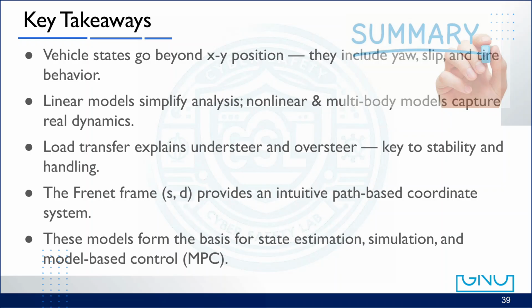Third, load transfer explains understeer and oversteer. It's the key concept that determines how stable and balanced a vehicle feels while cornering. Next, the Frenet frame, represented by S and D, provides an intuitive way to describe vehicle motion along a path, with S showing the distance traveled along the road and D showing the lateral offset from the center line.